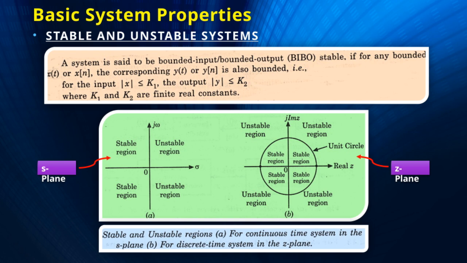Speaking of basic system properties, it's essential to understand how these concepts relate to system behavior. Stability, for example, directly influences whether a system's response is predictable and controlled or chaotic and unbounded. Recognizing these properties helps us design better systems, whether digital or analog, and ensures they perform as intended.